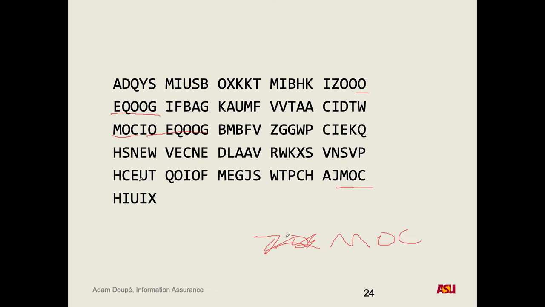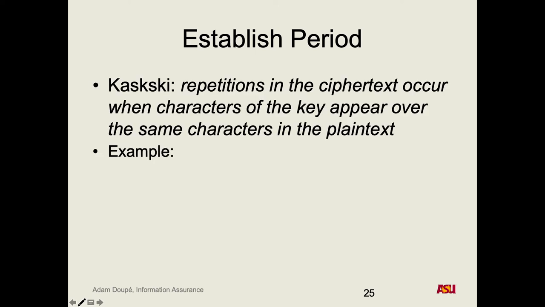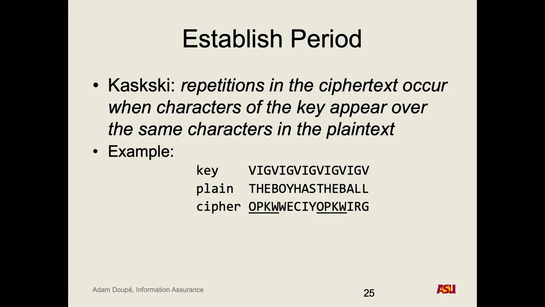Any others? Could you write a program to do this? The answer should be yes. You're just looking for repetitions, and you can spit out the repetitions and what the difference is. This is basically exactly what we talked about: repetitions in the ciphertext occur when the characters of the key appear over the same characters in the plaintext. This can happen for a lot of reasons, like common words such as THE, repeated often in the plaintext. It's highly likely that the key will go over them.